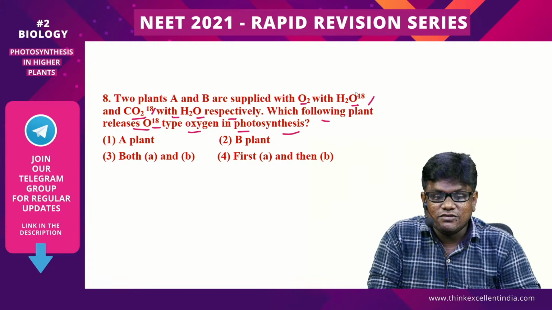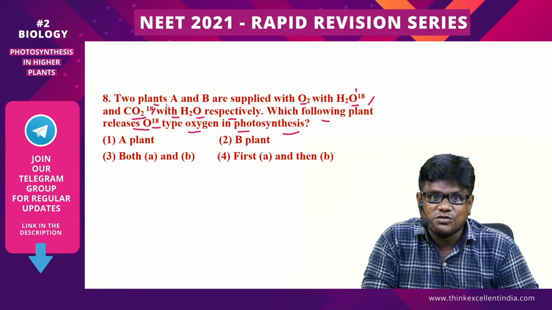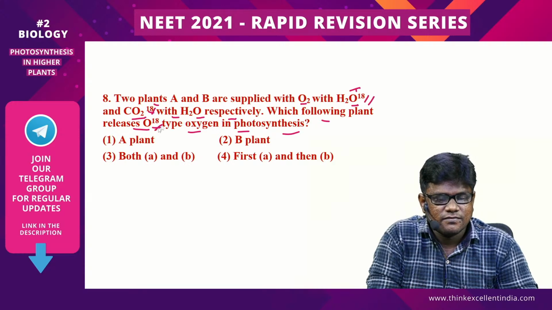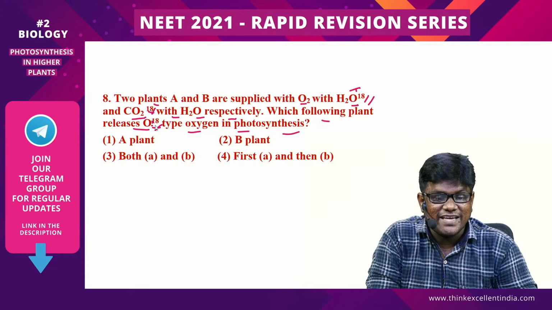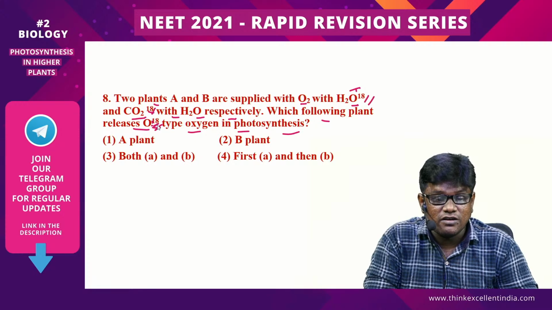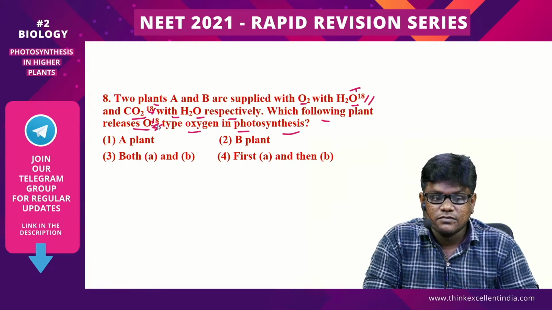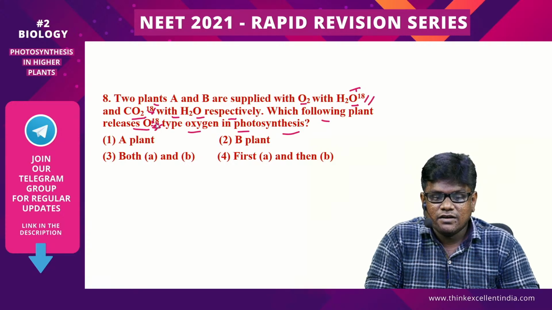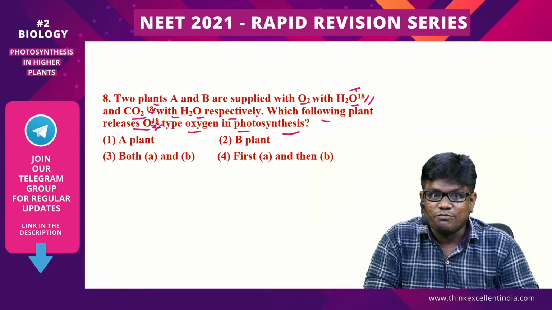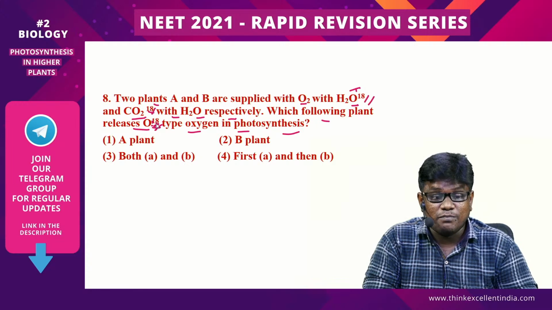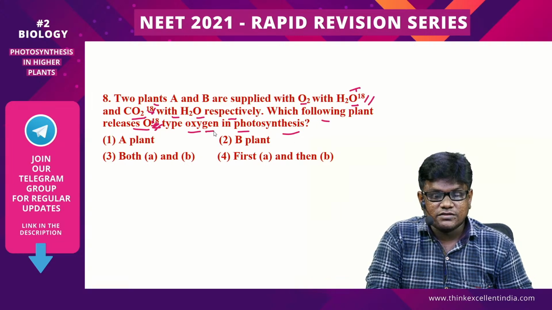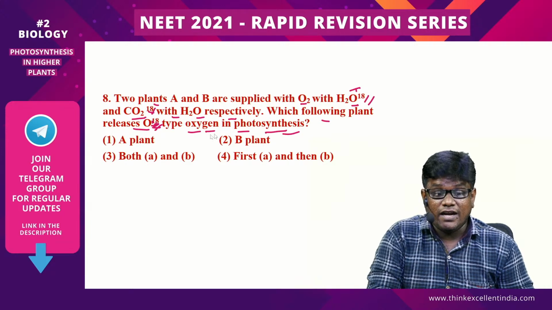See, these are all the words which make you confused. They are words given to confuse you. You should not get confused by seeing this type of numerical information. Okay, is it clear? So the 18 and H2O18 process. Which plant releases the O18 type of oxygen in photosynthesis, you have to be very clear.